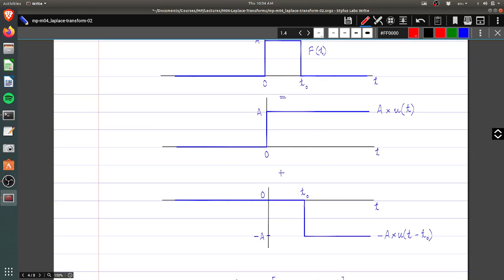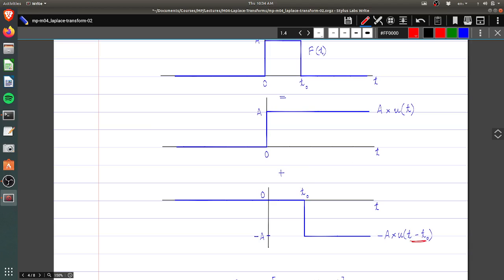Now what about this function? The Heaviside step function is supposed to look like this. It starts here and then it should increase like this. But if I multiply this Heaviside step function with a minus sign, it will become the mirror image about the horizontal axis. So we have this minus sign over here, and then if we had a Heaviside unit step function like this, that would have been u of t minus t naught, because the transition is occurring at t naught.